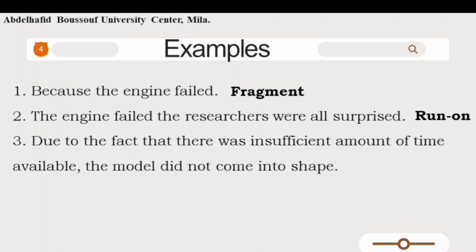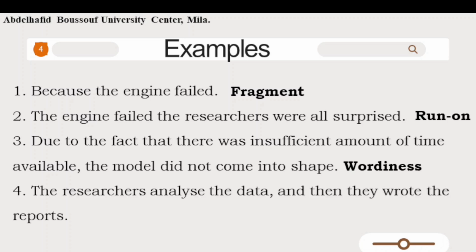Example 3. Due to the fact that there was insufficient amount of time available, the model did not come into shape. You look at the sentence, it is too long and it is full of extra words that we don't need. This type of problem is called wordiness. Too many words to express a small idea. You can use it in prose, in poetry, in English in general, but in technical English we don't generally have time for this type of sentence.